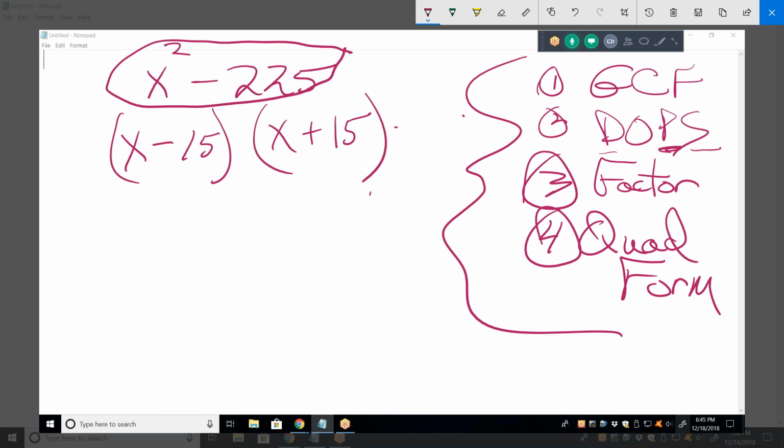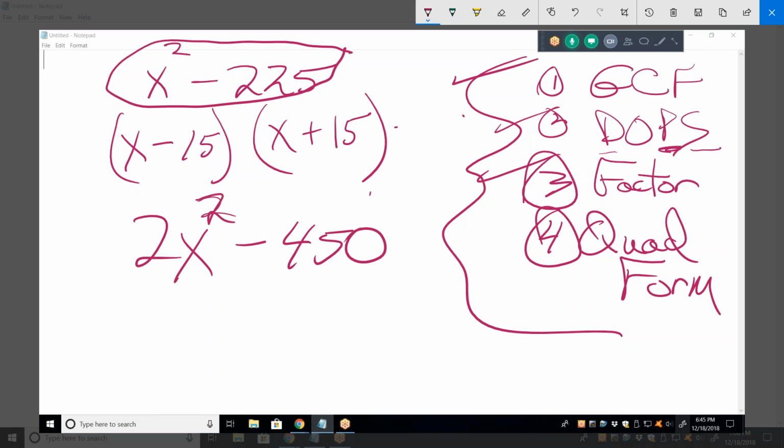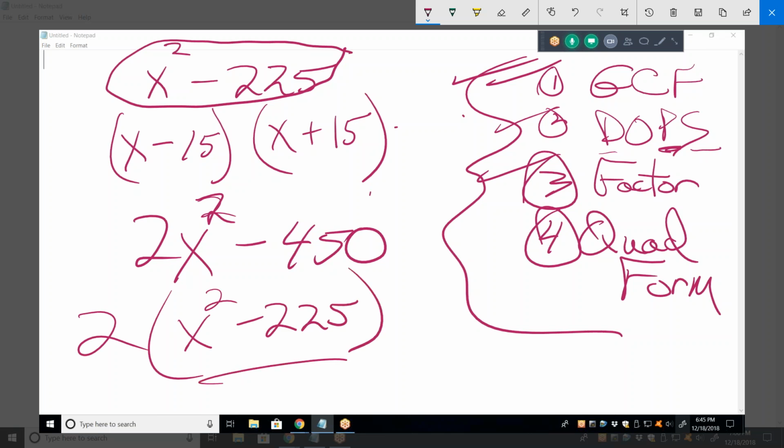Always. A lot of times you got to get the greatest common factor out of there before you can even do that third step, factoring it, or a difference of perfect squares even. In other words, had they given us this problem, 2x squared minus 450, now that's no longer a difference of perfect squares, right? 2x squared is not a perfect square, nor is 450. But if I factor a 2 out, in other words, if I do step 1 first, then I get this, 2 times x squared minus 225, and now I know how to factor that. That's difference of perfect squares.